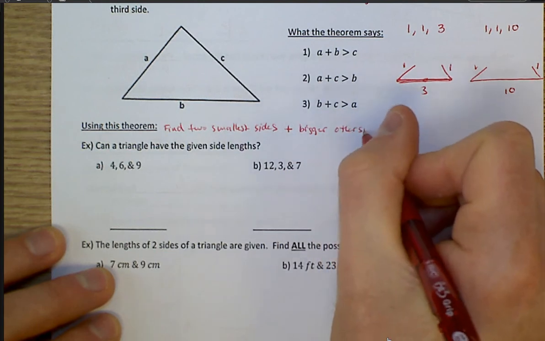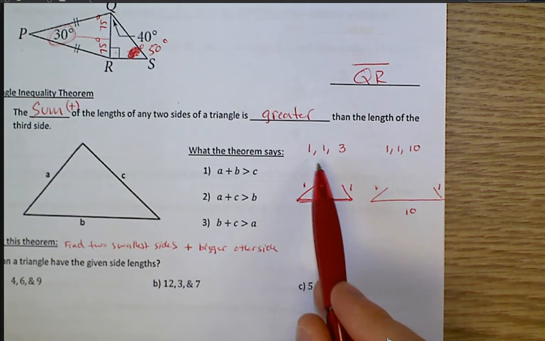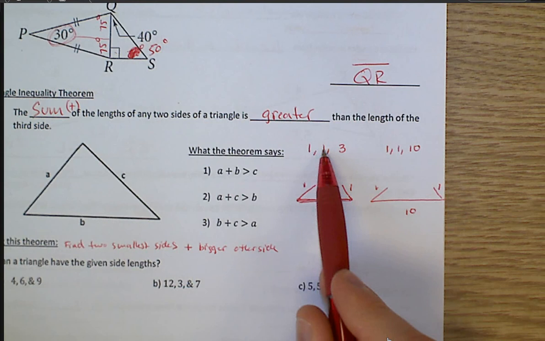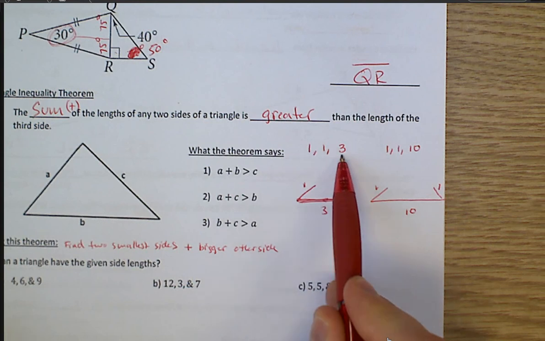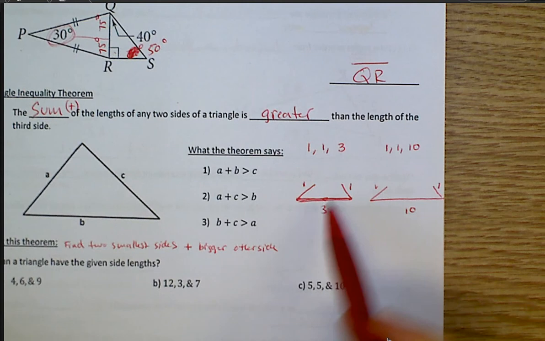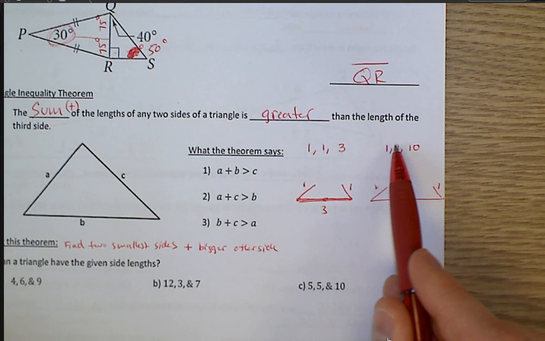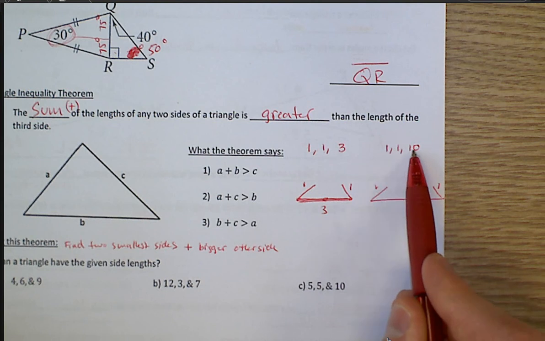For example, 1, 1, and 3. My two smallest sides are 1 and 1. Add those together gives you 2. Is 2 bigger than 3? No. So this can't work, and I just showed you why it can't work. 1, 1, and 10. My two smallest sides are 1 and 1. Add them together. 1 plus 1 is 2. Is 2 bigger than 10? No, it doesn't work.